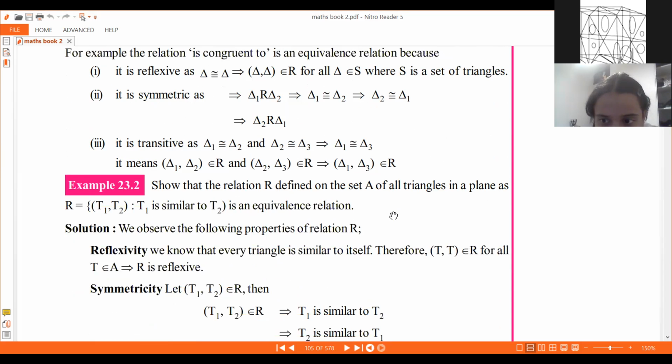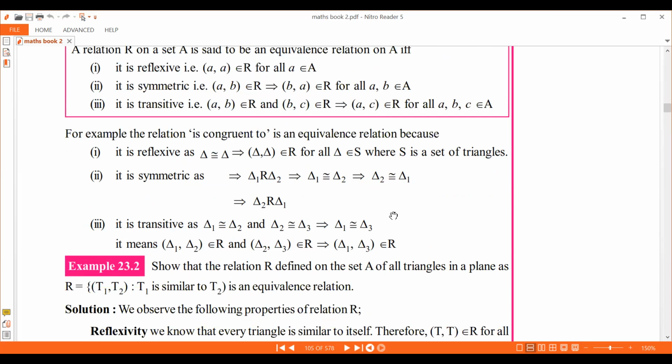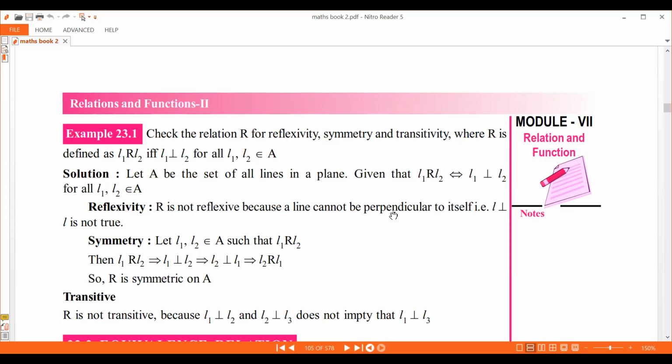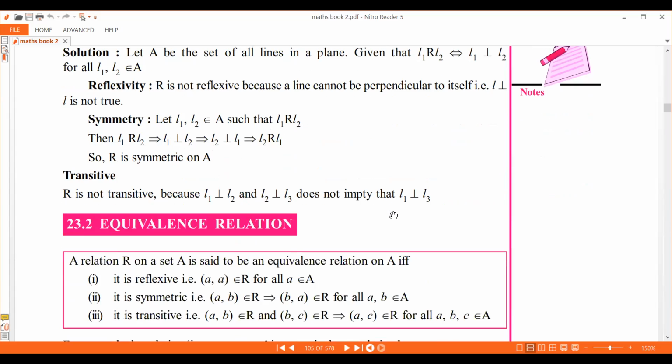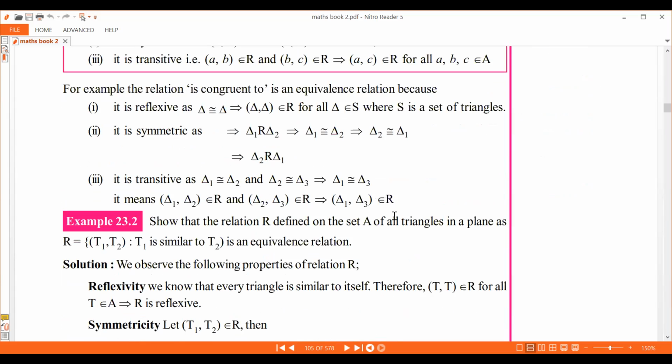We have an example here. Congruent triangles. Is it an equivalence relation or not? We have to check that. They asked about congruence of triangles. What is congruence? When do you say 2 triangles are congruent?